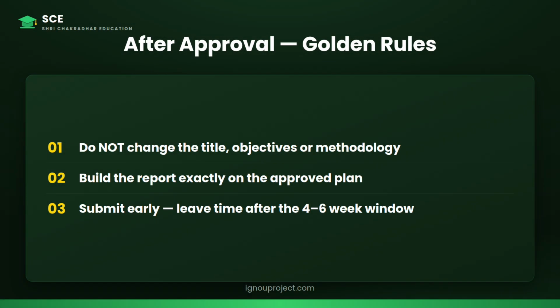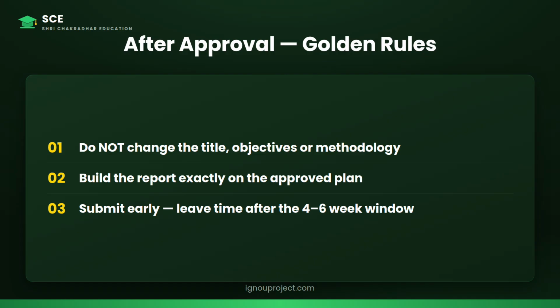Now, the golden rules after approval, and these are critical. Rule 1. Do not change your approved topic. If you change the title or subject after approval, your final project can be rejected because it will not match the approved synopsis. Rule 2. Do not change your objectives or methodology either. Build your entire report on exactly what was approved.